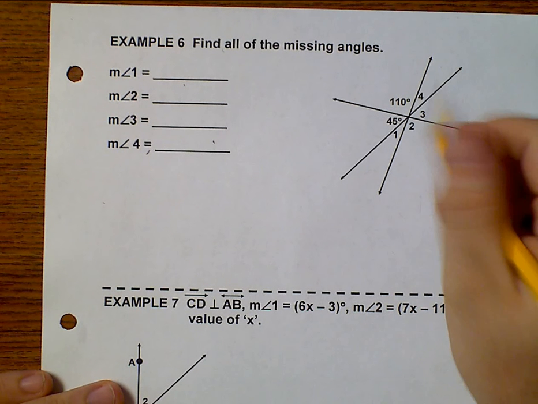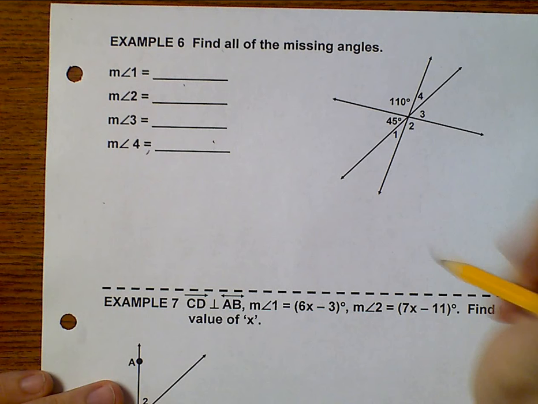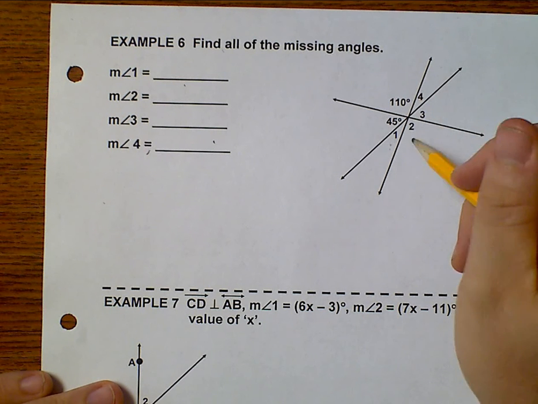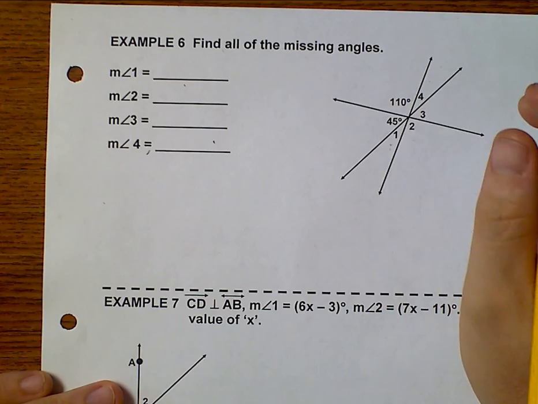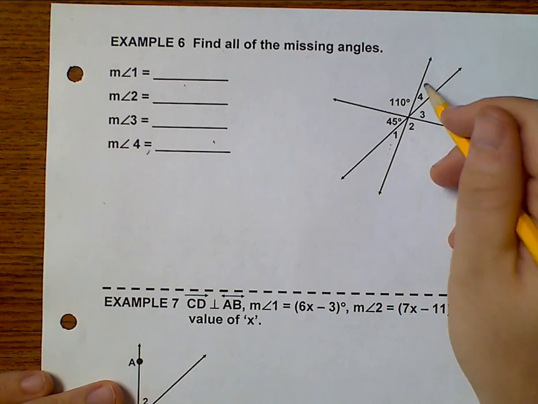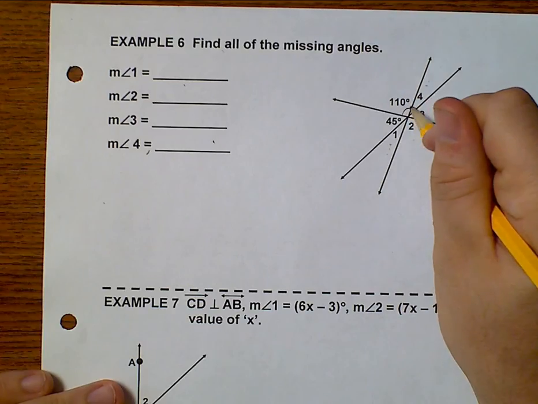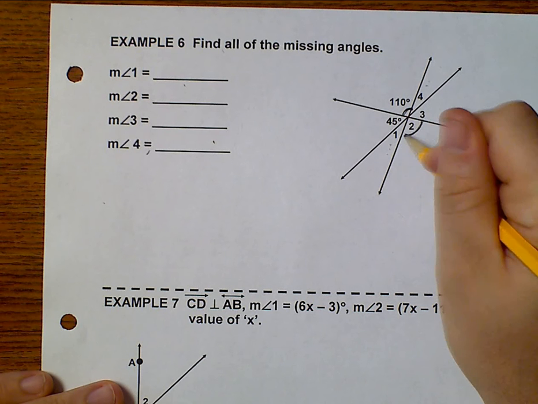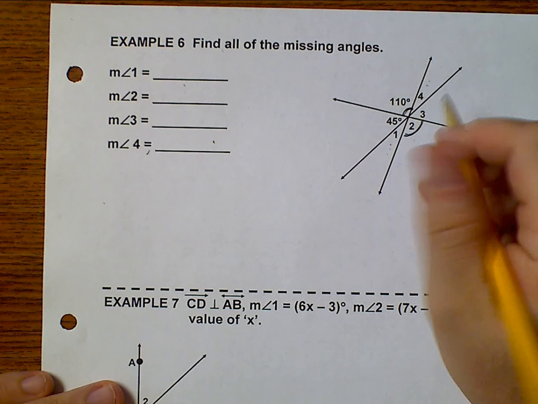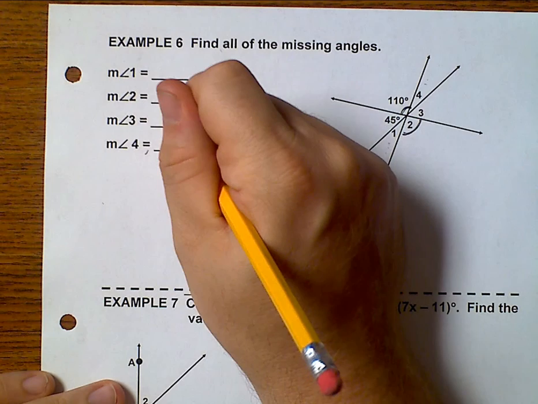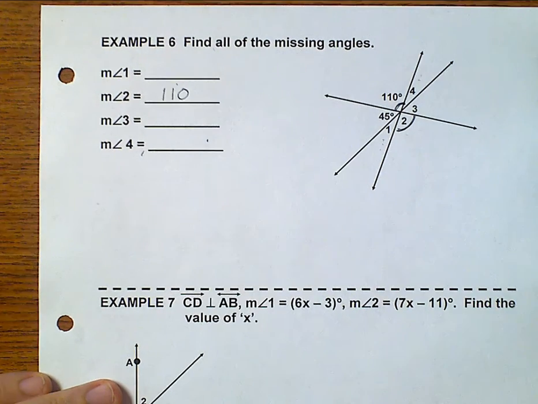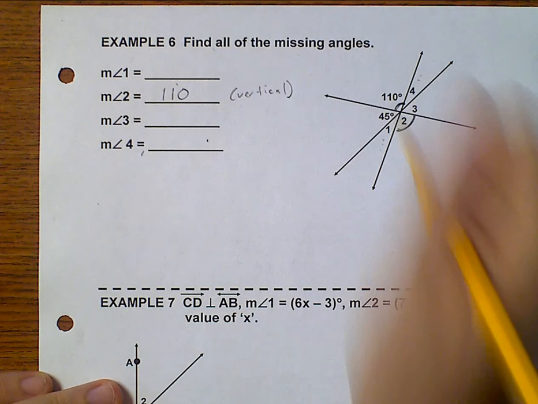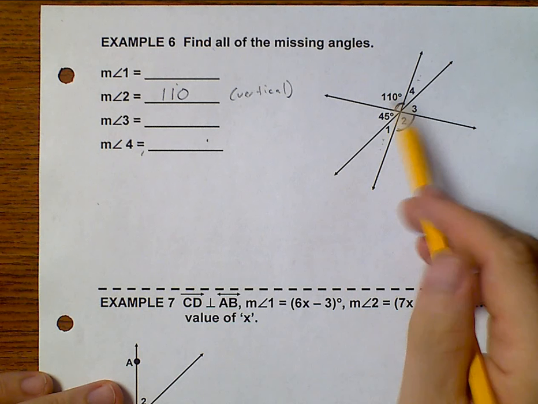Well, I'm looking at all of this and I'm trying to figure out what the measures of angles 1, 2, 3, and 4 are. Well, I'm not going to mess with angles 1 and 4 yet because I can see very clearly that this and this, those are vertical angles. Okay? So angle 2 is 110. And the reason for this is that it's vertical to the measure of the angle that's 110.